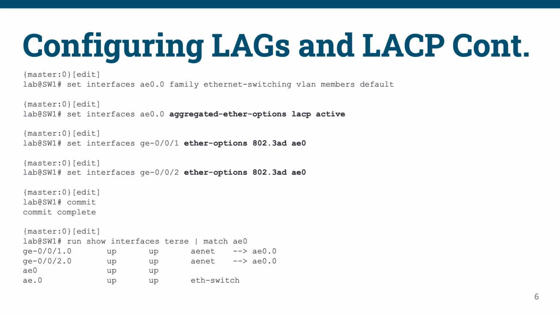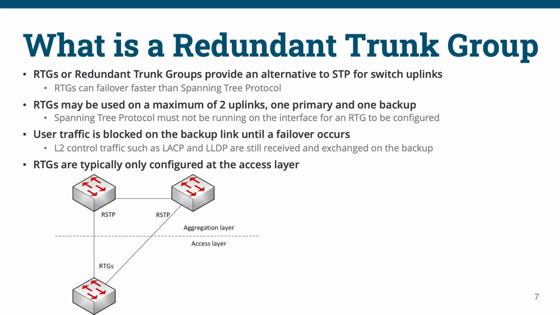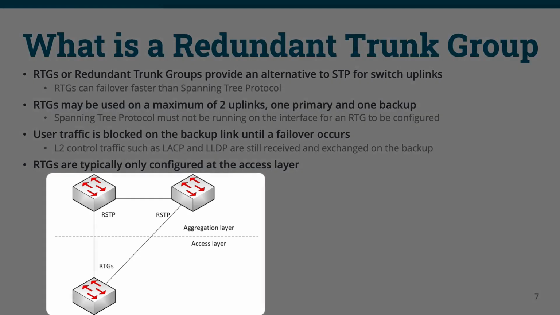Let's move on to the last feature, redundant trunk groups. A redundant trunk group, or RTG, is an alternative feature that may be used instead of spanning tree protocol for redundant layer 2 uplinks. RTGs are typically configured at the access layer switches, as shown in the diagram below. We would have an RTG configured with the two uplinks from the access layer switch to the aggregation layer switches.